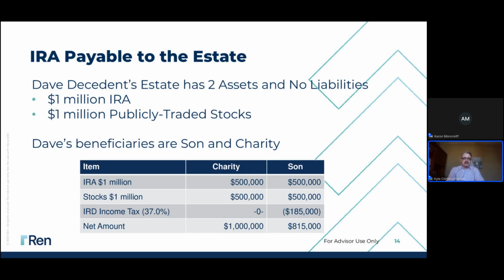So what happens is you've got 50% of the IRA goes to the charity, 50% of that IRA is going to go to the son. 50% of the stocks are going to go to the charity at $500,000. 50% of the stocks are going to go to the son at $500,000. Well, because $500,000 of that IRA went to the son, an individual, taxable individual, you're going to have to pay IRD tax, which is 37% of that $500,000 or $185,000 in taxes. The net amount at the end of the day is $1 million that goes to charity and $815,000 that's going to go to the son.